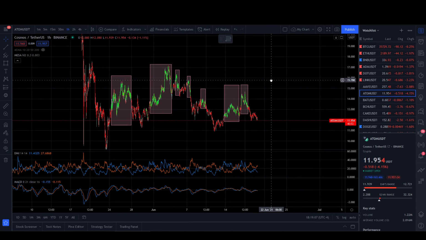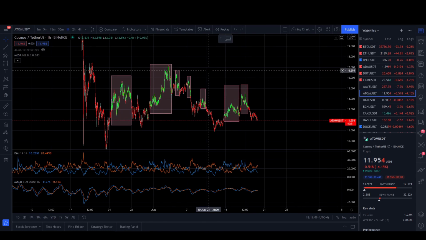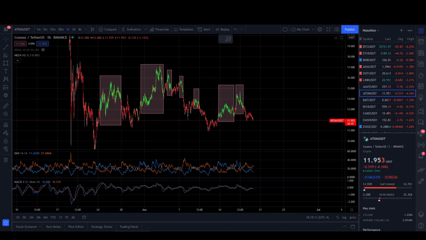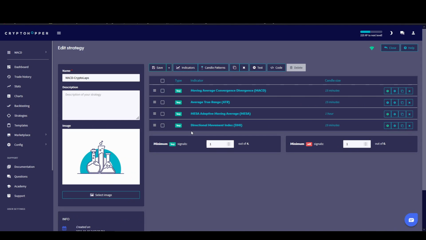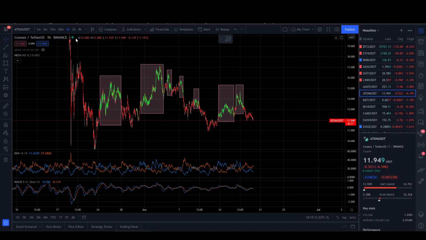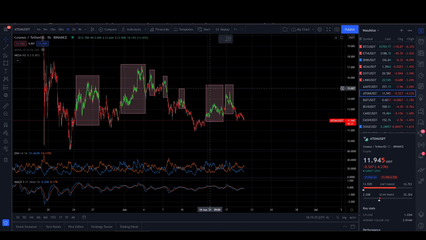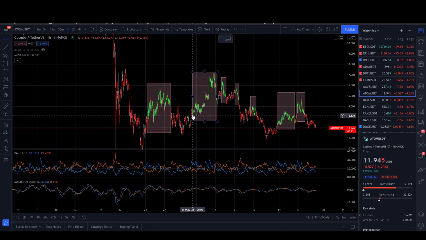So let's go right here. So let's start with Atom. So the first indicator, let's go back very quickly to my strategy. So the first thing is the Mezza on the 1 hour. So if I look on the chart right here, I'm currently on the 1 hour. So what I did, I drew a box around where Mezza was giving me a green or an uptrend signal or a buy signal.